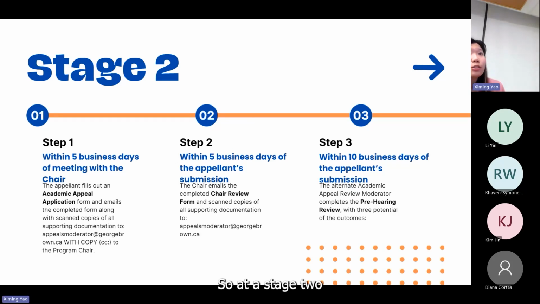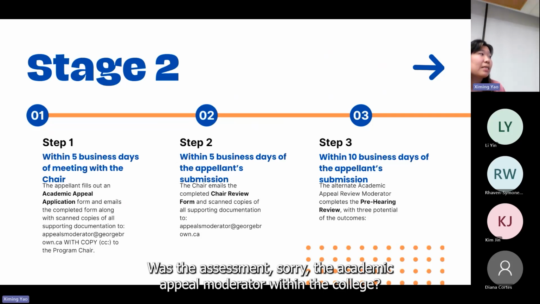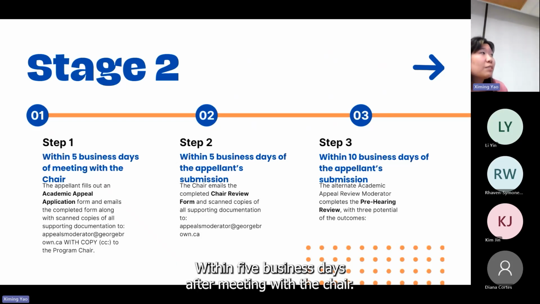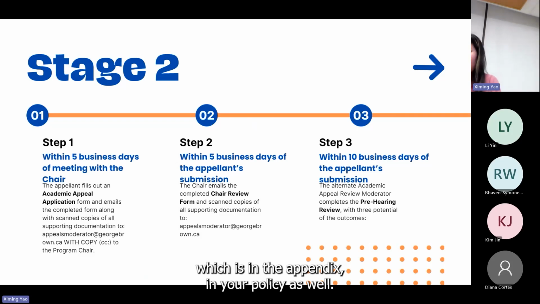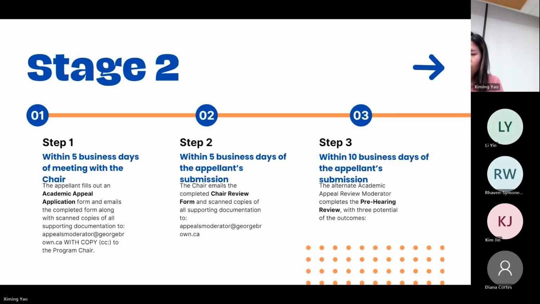At a stage 2 academic appeal, the appeal will proceed with the academic appeal moderator within the college. Within 5 business days after meeting with the chair, the appellant fills out an academic appeal application form, which is in the appendix in your policy as well. This is Appendix 3 in your file.